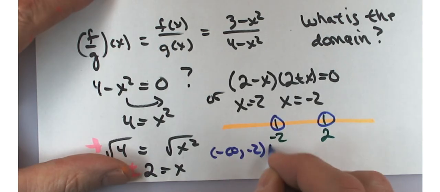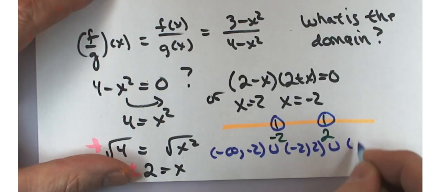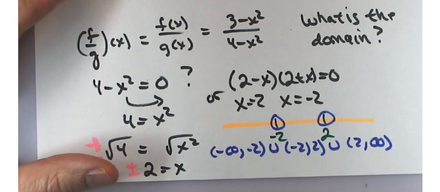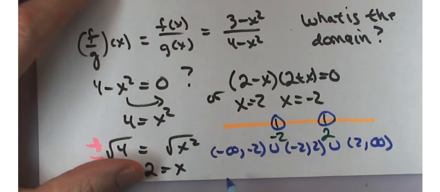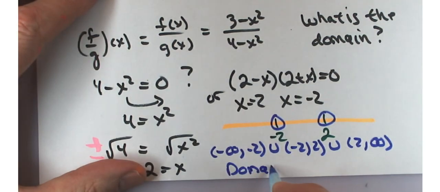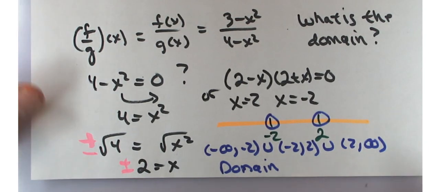Nice. And then -2 to 2, union 2 to infinity, all with parentheses. So that would be your answer. That would be the domain in interval notation. If I didn't specify interval notation, you could probably just write x is not equal to 2 or -2 and get away with that. But likely you're going to have to put it in interval notation. Awesome. So a nice review of domain there a little bit and some interval notation.